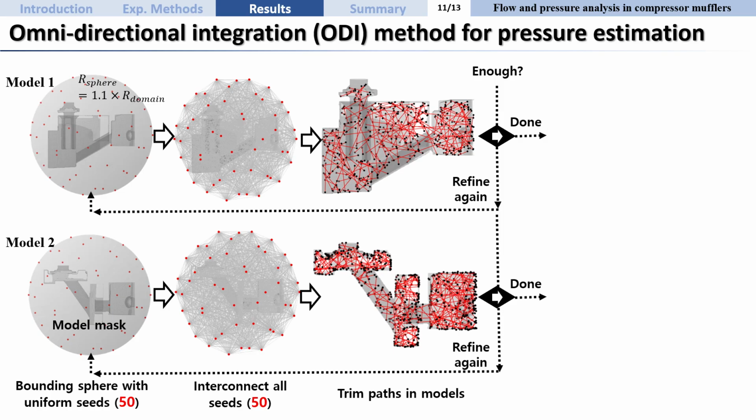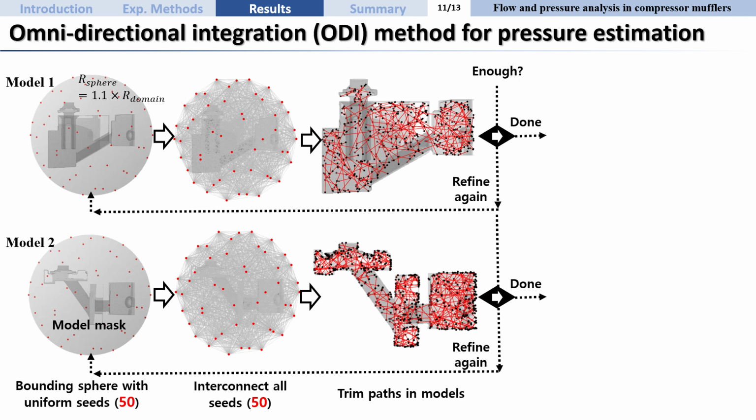To estimate the pressure field from our MRV data, we used the omnidirectional integration method. The basic principle of the ODI method is to reconstruct the pressure field by integrating the momentum equation along all paths that pass through our domain. The final pressure at each voxel is then determined by averaging the results from all these different paths.